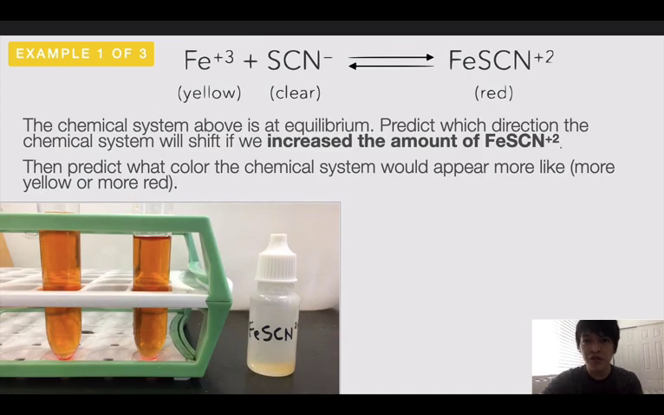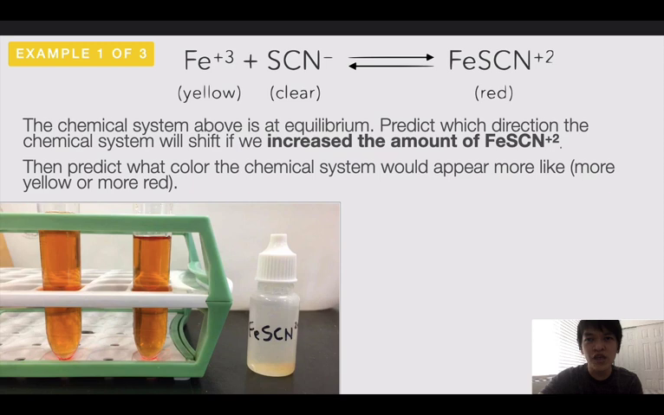Let's go over a few examples. In this example, the chemical system above is at equilibrium. Predict which direction the chemical system will shift if we increase the amount of FeSCN plus 2. Then predict what color the chemical system would appear more like, more yellow or more red.